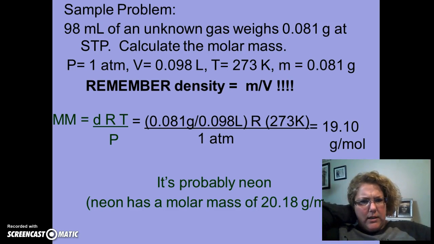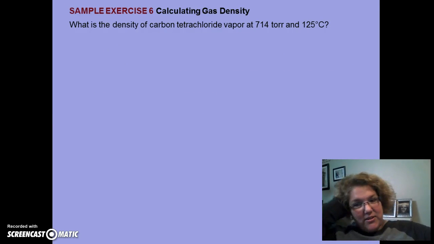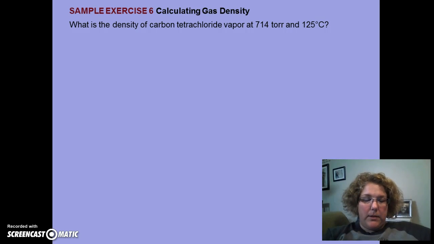And if we look at the periodic table, neon's molar mass is fairly close with 20.81. And you guys have done enough labs at this point to know that you seldom get exactly the right answer in a real experiment. All right, here's another way of using the DRT over P formula.